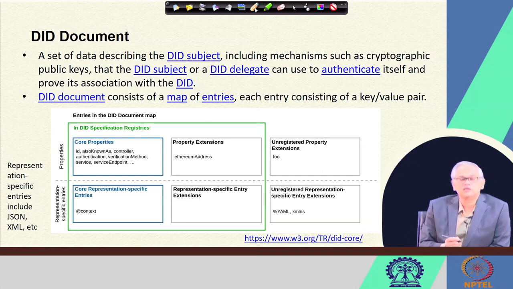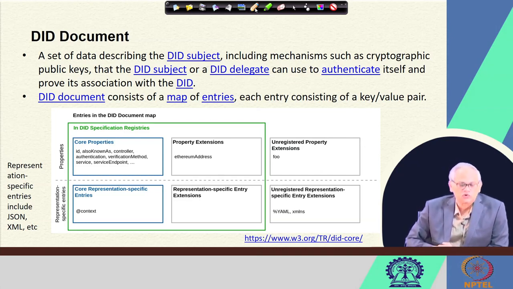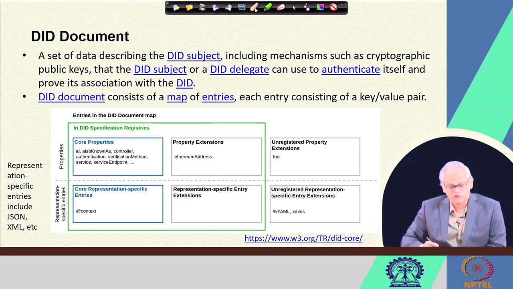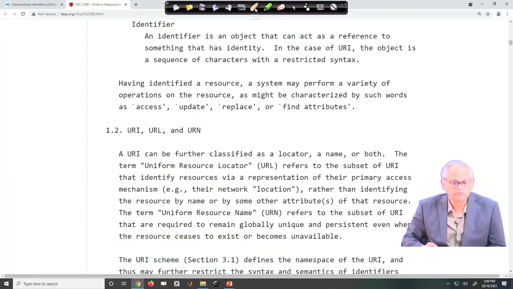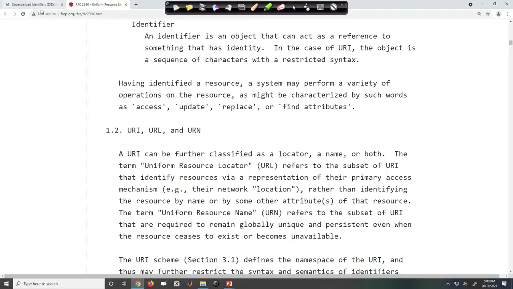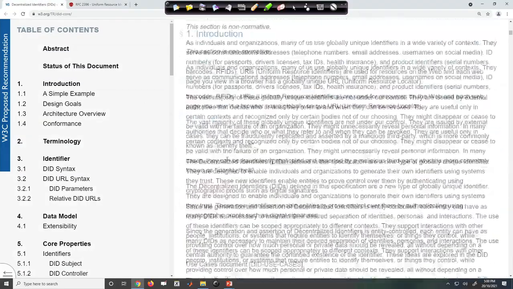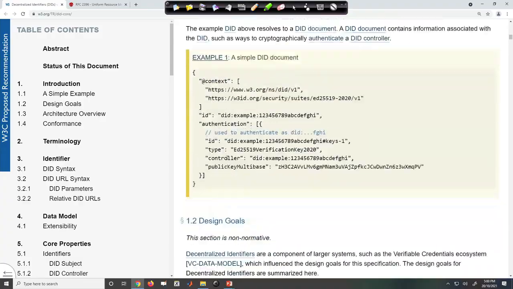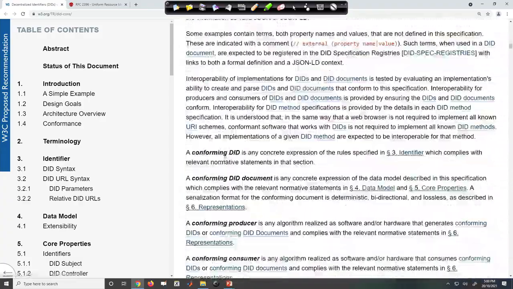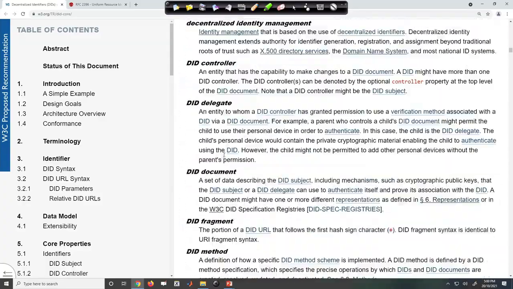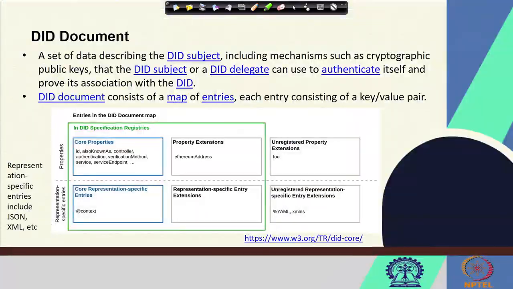So, that is what this DID document looks like. This particular figure again you will be able to get from our previous website that we referred to here, the W3C recommendation. You will get all these details in this particular document. Whatever we are referring to in this topic is all from this particular website. Now, this DID document has two major parts, one is the properties and the other is the representation specific entries.